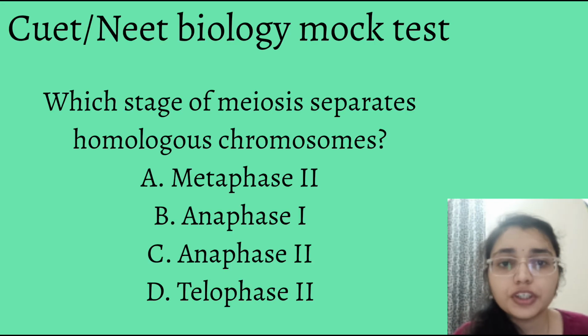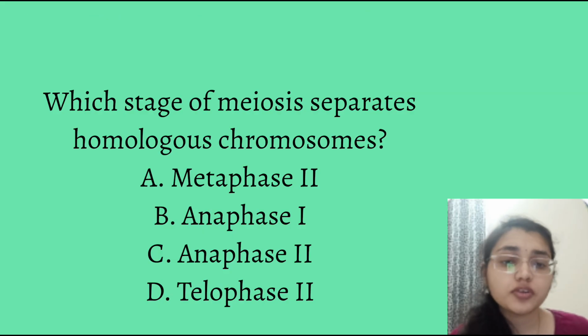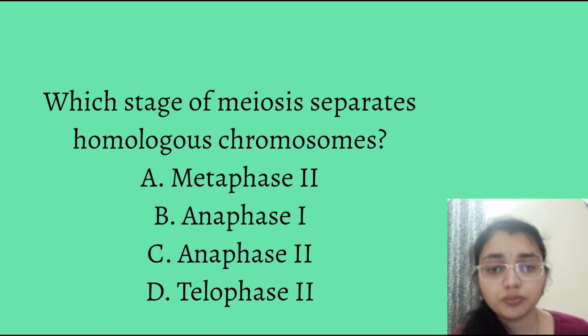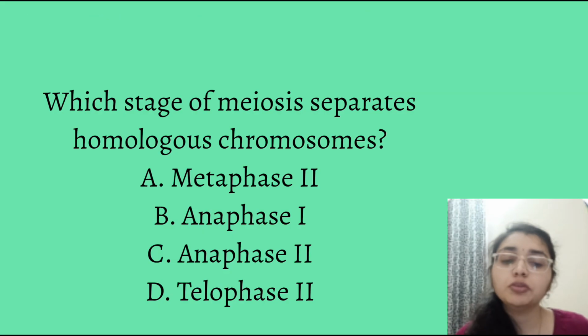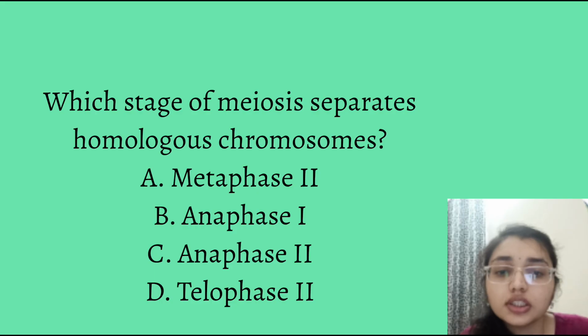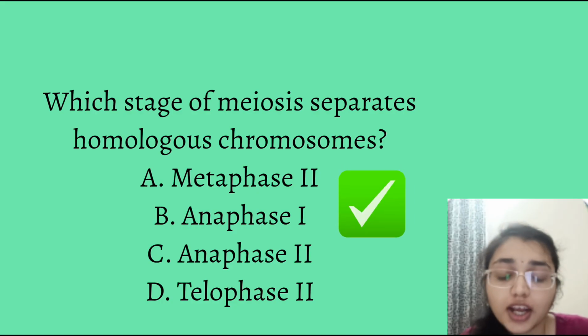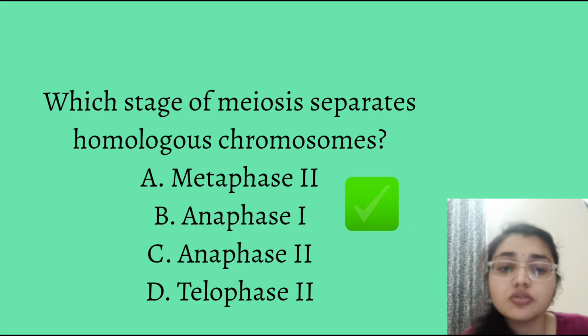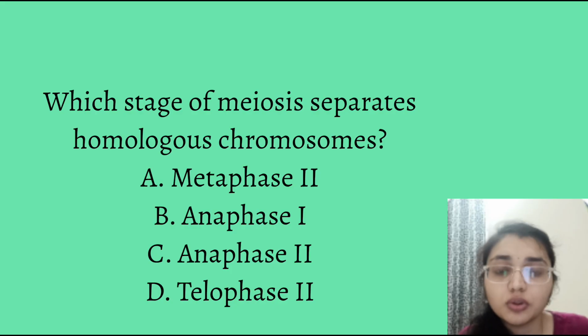So here we are going to solve 50 questions of CUET. So this is a mock test. So let's start. Which stage of meiosis separates homologous chromosomes? Option A metaphase 2, option B anaphase 1, option C anaphase 2 and option D telophase 2. So here the correct answer is anaphase 1. Anaphase 1 is a phase of meiosis that separates the homologous chromosomes.